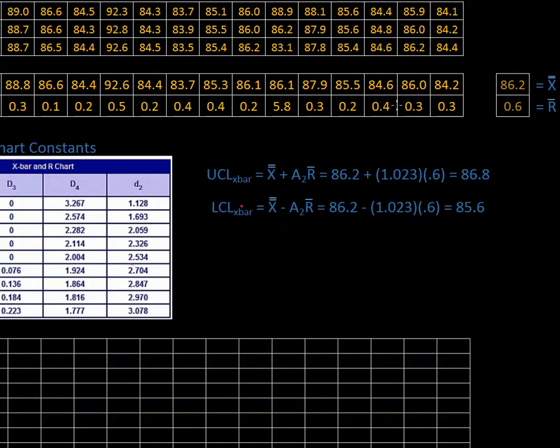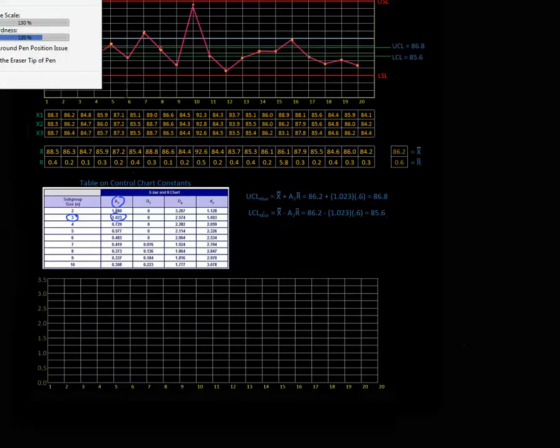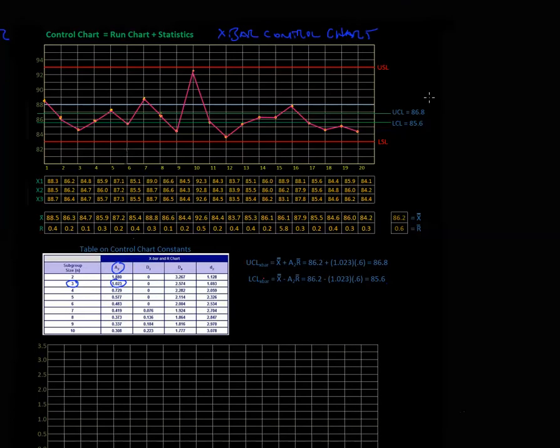So then we calculated our upper and lower control limits as 86.8 and 85.6. So then let's take a look at our control chart up here. So we took those values and we plotted them as these green lines. So we have our upper and lower control limits. Of course, we have our upper and lower specification limits.